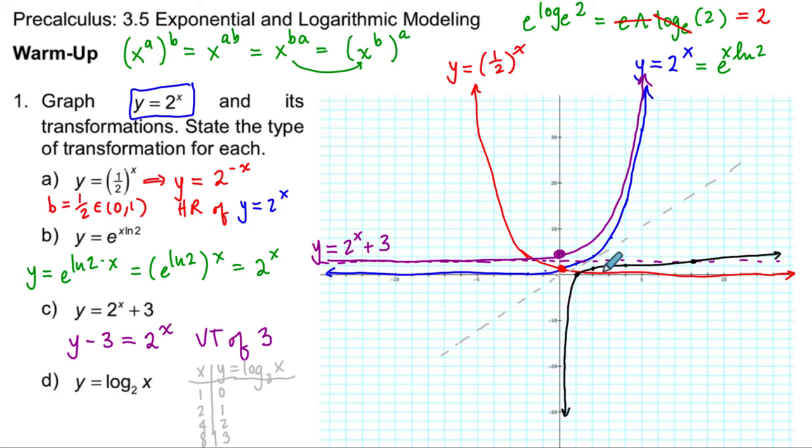And my exponential graph used to have a horizontal asymptote at y equal to 0, so my inverse logarithmic graph will have a vertical asymptote at x equal to 0. Okay, so I'm going to call this the inverse transformation, or the reflection through y equals x. So I'll just write here reflection through y equals x.